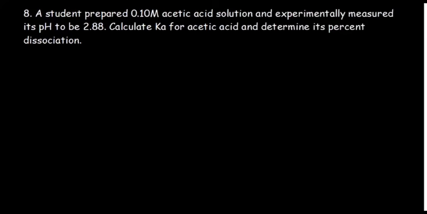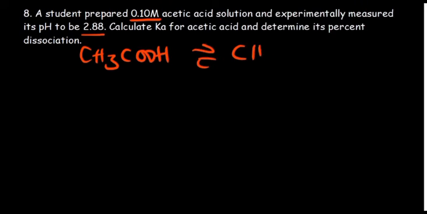Question 8. A student prepared 0.1 molar acetic acid solution and experimentally measured the pH to be that. Calculate the Ka for the acetic acid and determine its percent dissociation. So the value of Ka. So we made a point to say that it's very important to come up with what we call the dissociation reaction. So in this case we have acetic acid, which we know is CH3COOH. So this is basically dissociating to give us the acetate ion, which is basically losing just the proton there, giving us a proton.